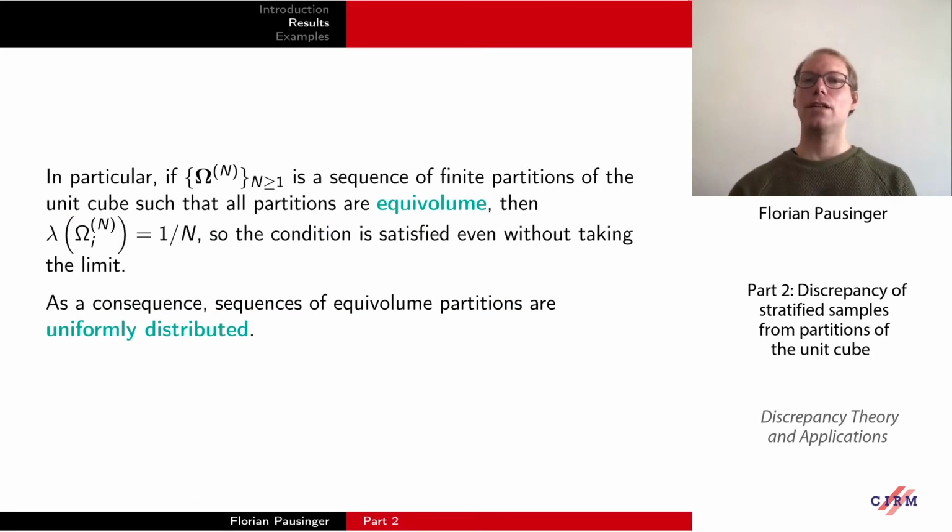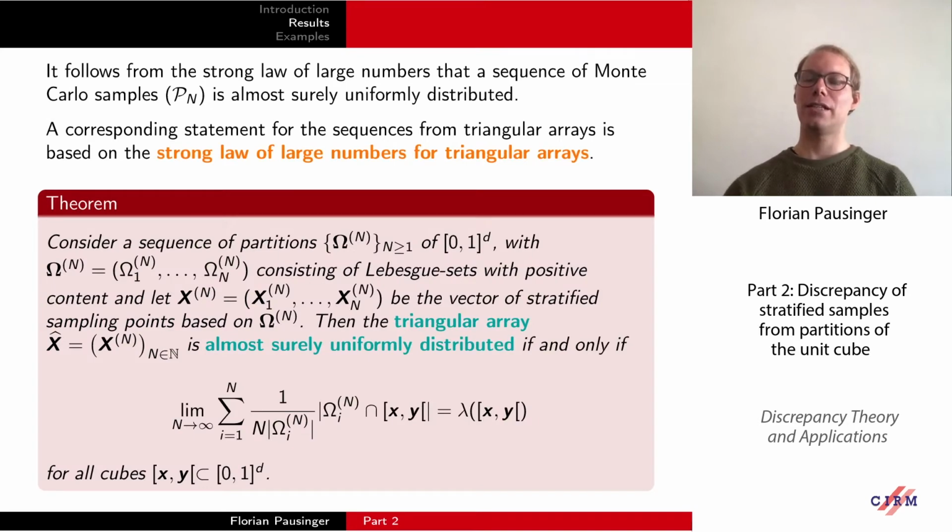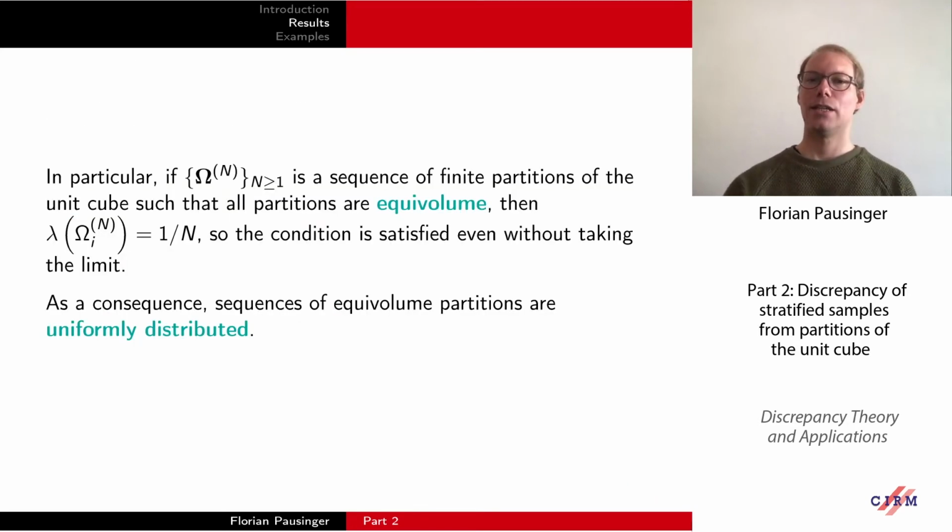Okay, but as a remark, in particular, if we have an infinite sequence of finite partitions, and we require that these partitions are equivolume, which means for each n, all the n sets have the same volume, then the condition that we have in this theorem is automatically satisfied. As a consequence, whenever we work with an infinite sequence of equivolume partitions, then we know that they are uniformly distributed in the sense that we defined above.